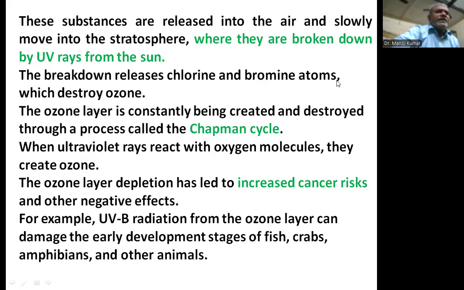The ozone layer is constantly being created and destroyed through a process called the Chapman cycle. The Chapman cycle is the cycle in which the ozone layer is constantly created and destroyed. When ultraviolet rays react with oxygen molecules, they create ozone.